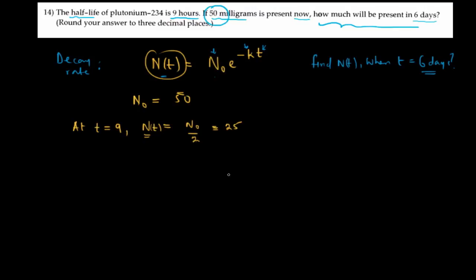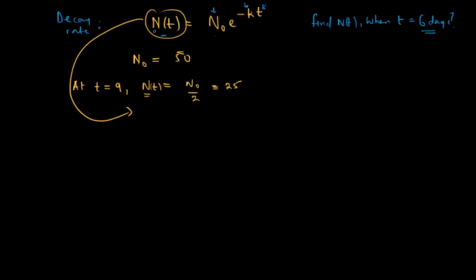which is going to be 25. So now I'm going to use this equation here. We are told that N(t) equals 25. So you have 25 equals N0, which is 50, times e to the power negative k, then t is 9, so times 9. My aim is to find k.